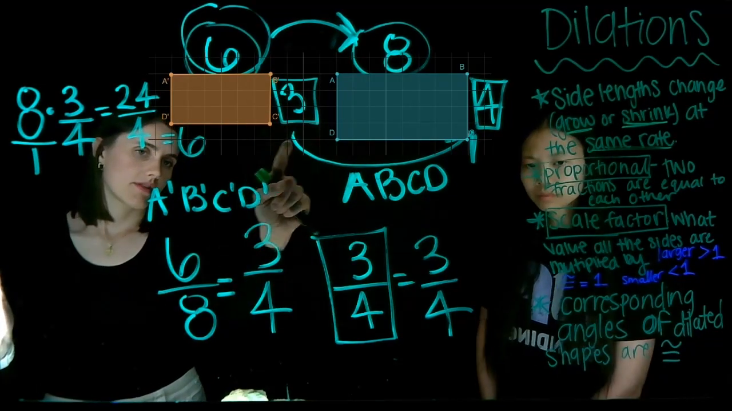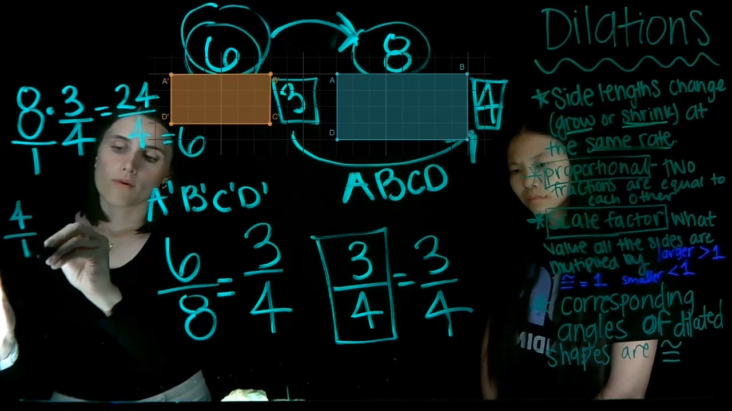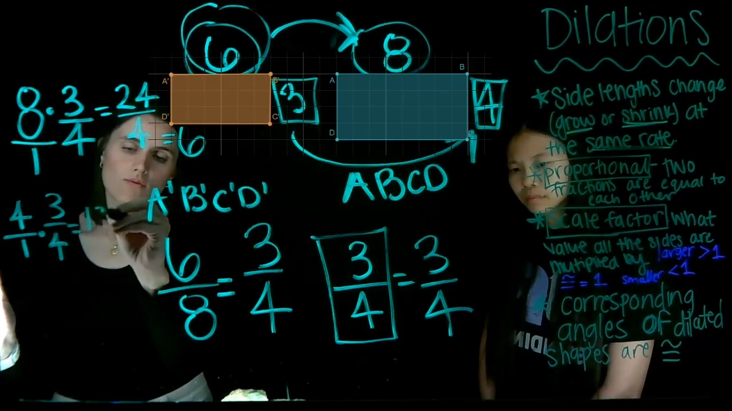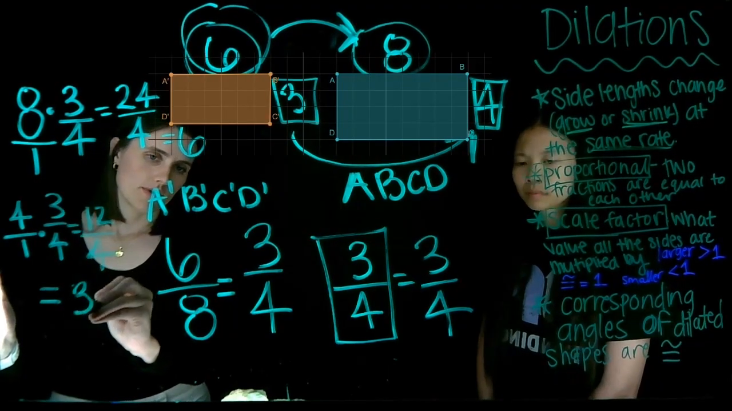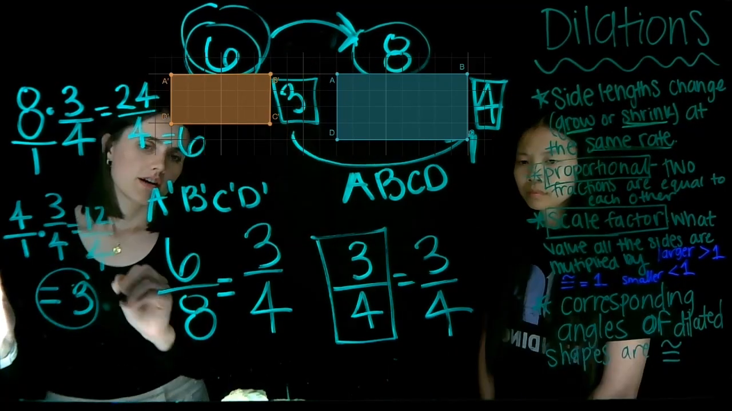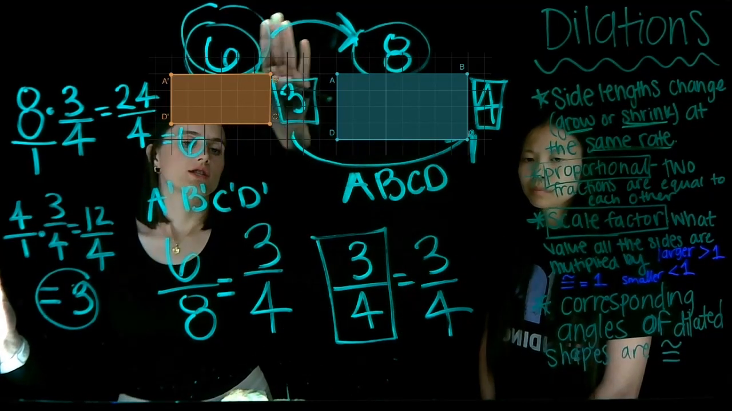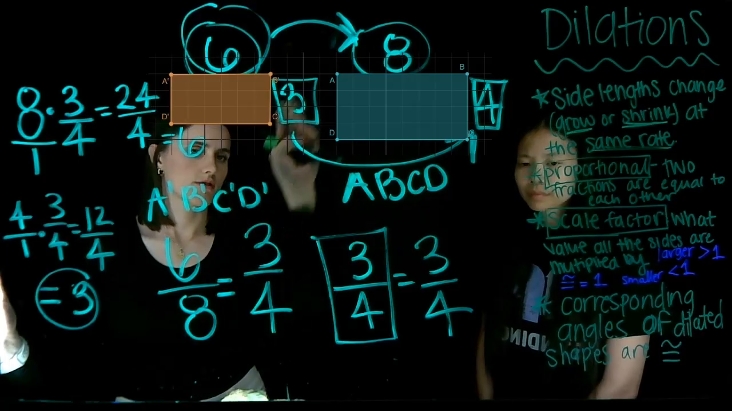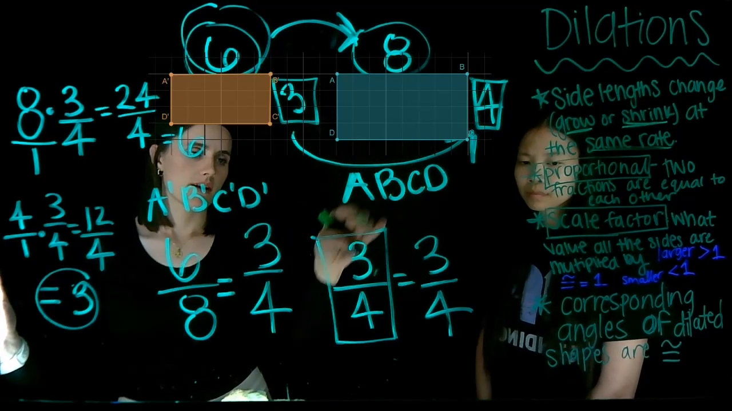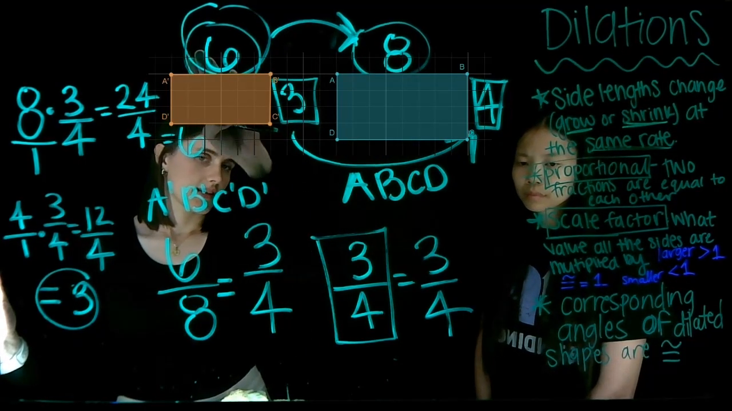And then if we try that with the 4 and the 3, well, 4 over 1 times 3/4 is going to give me 12 over 4, which is equal to 3, which is this 3 right here. So my scale factor is less than 1 because my original image shrunk down when we dilated it. So I have to multiply 8 by 3/4 and 4 by 3/4 to get my resulting 6 and 3 side lengths.